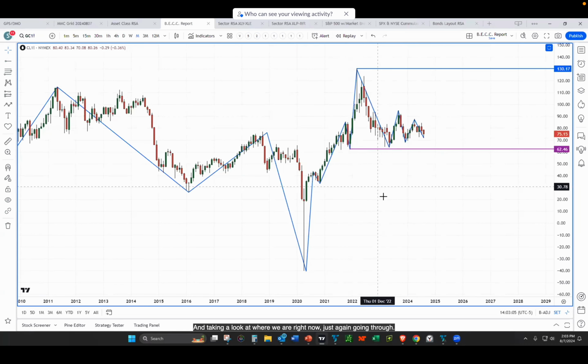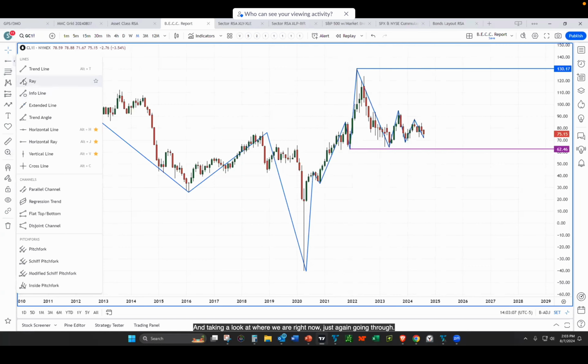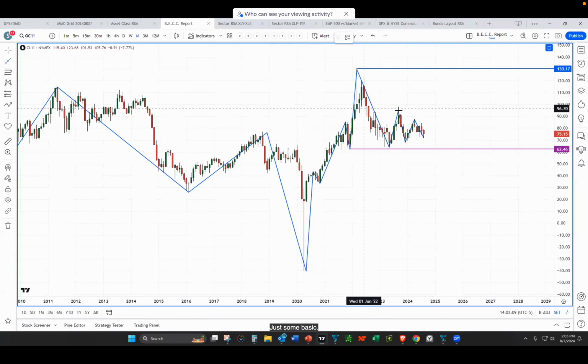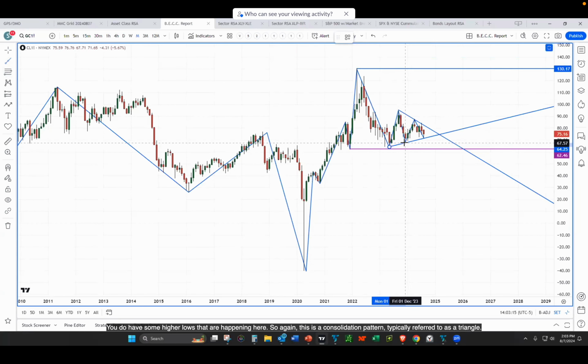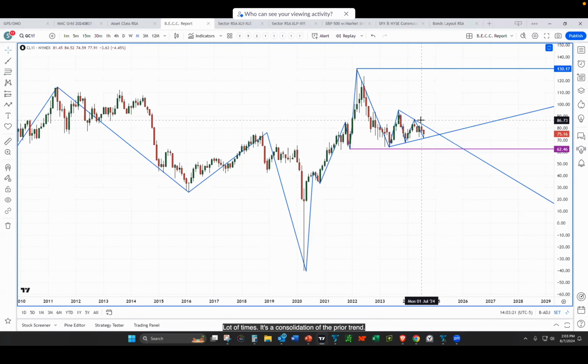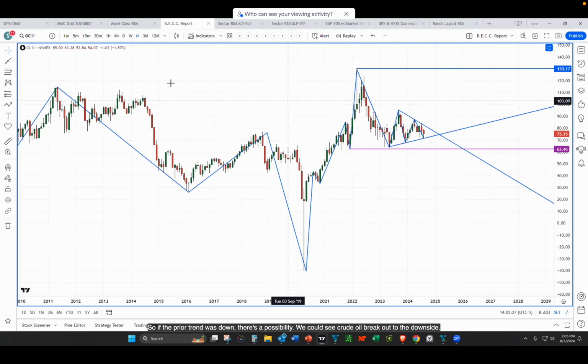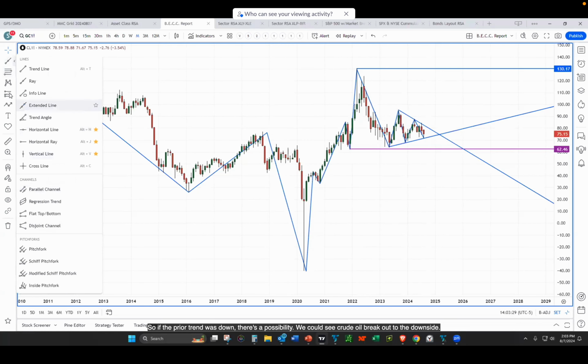And taking a look at where we are right now, just going through some basic chart pattern recognition, you do have some lower highs happening here, and some higher lows happening here. So this is a consolidation pattern, typically referred to as a triangle. A lot of times it's a consolidation of the prior trend. So if the prior trend was down, there's a possibility we could see crude oil break out to the downside.